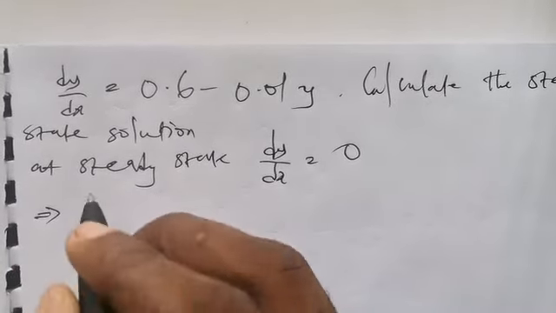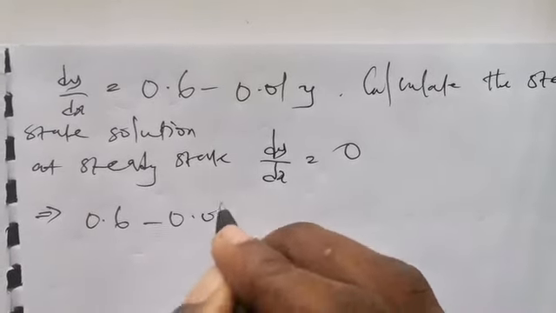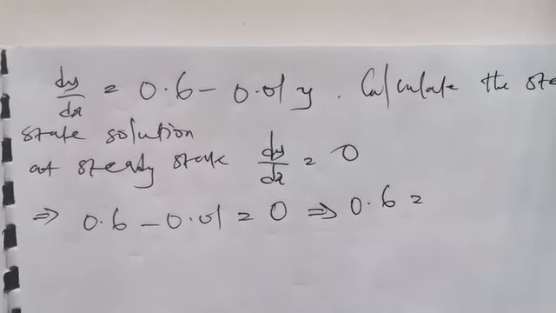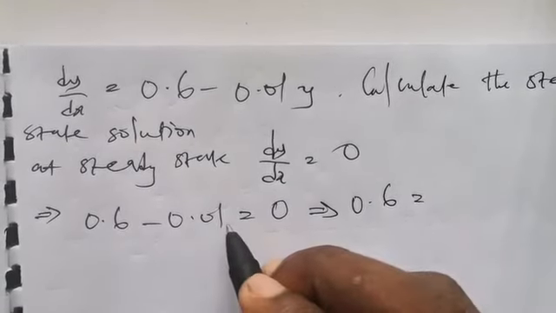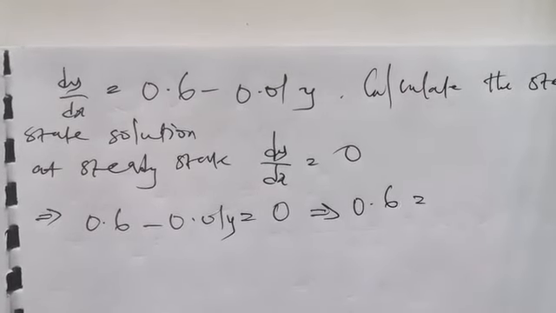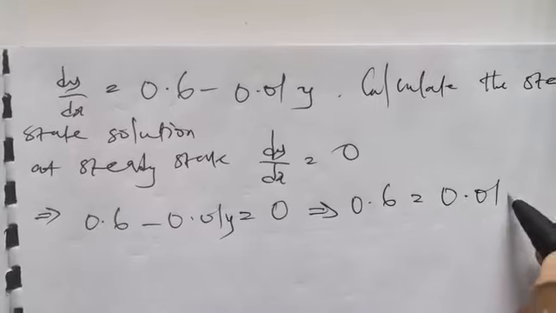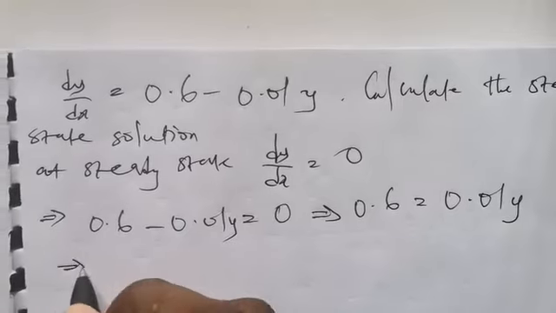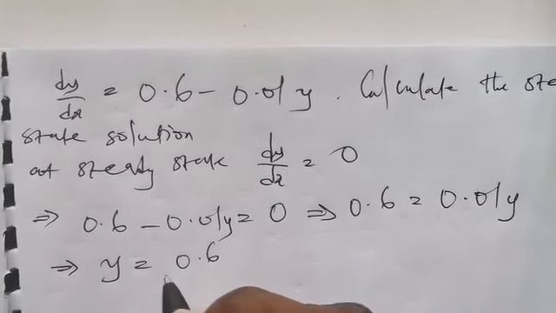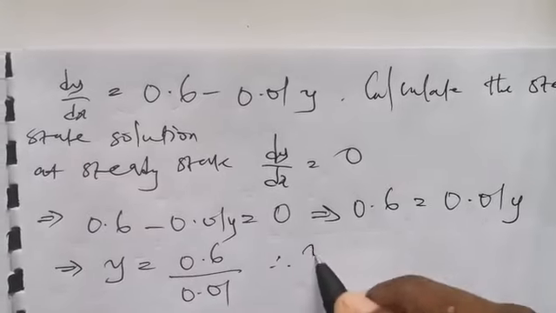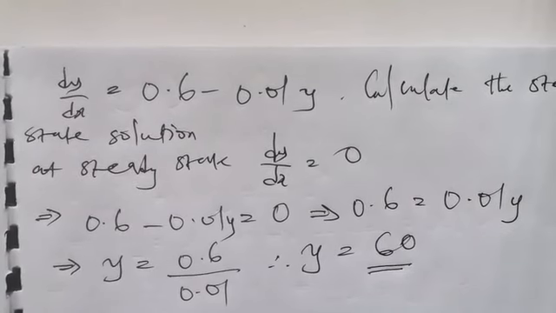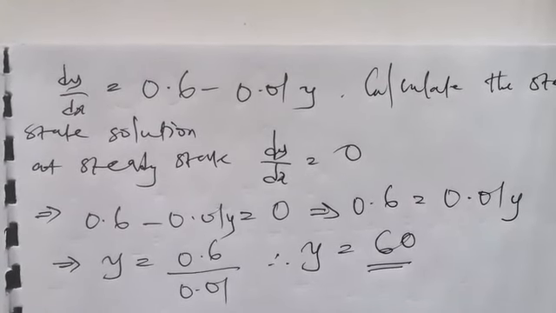If you do that, you're going to have 0.6 minus 0.01y is equal to 0. This implies 0.6 is equal to, let's send minus 0.01y over to this side, not forgetting there is y here, so that becomes 0.01y. Now we simply make y the subject of the formula. This implies that y is equal to 0.6 divided by 0.01. Therefore, y is equal to 60, and this becomes the solution of that equation under steady state condition. All right, guys, so that's it for that given question.